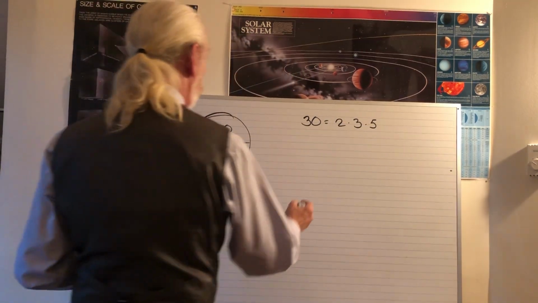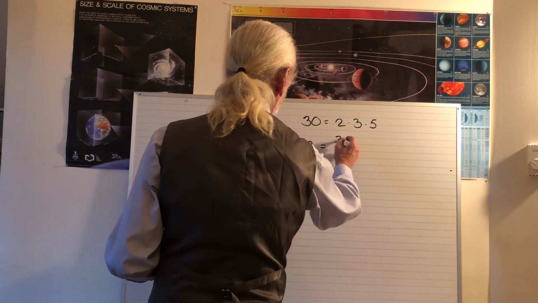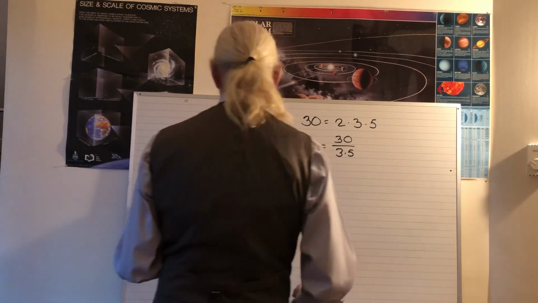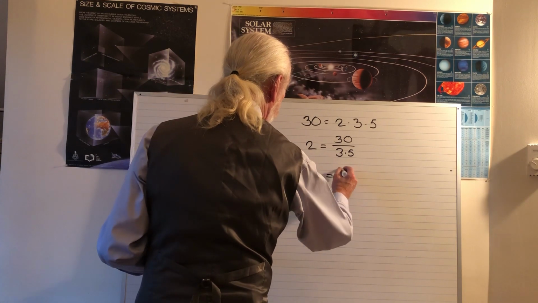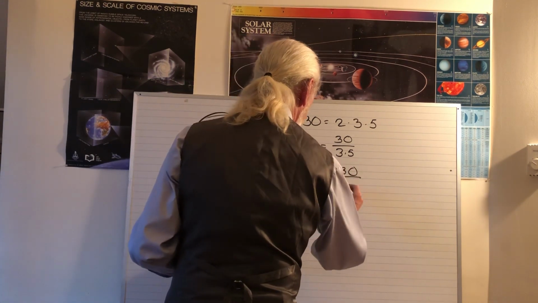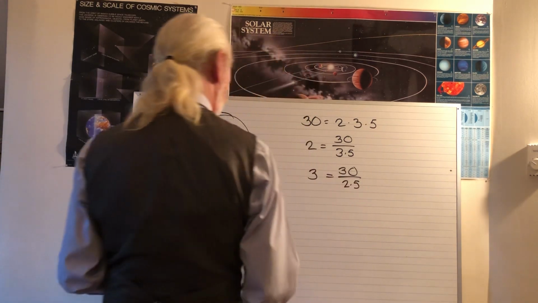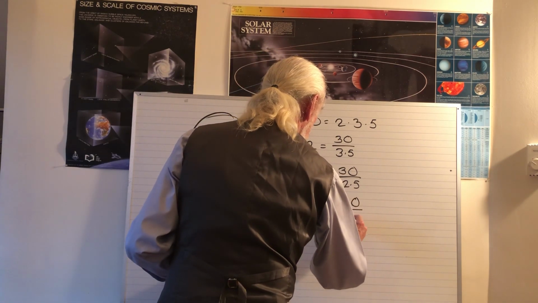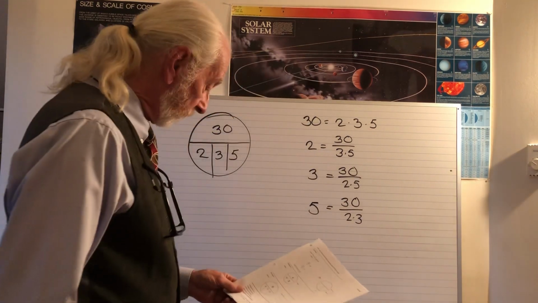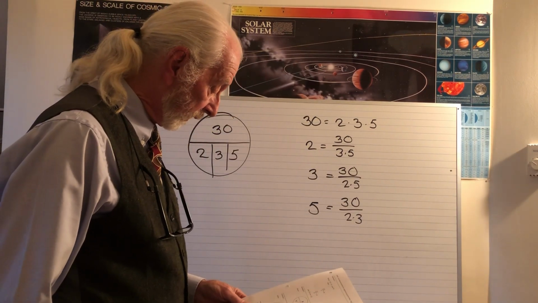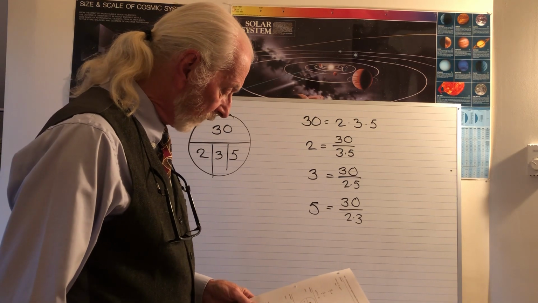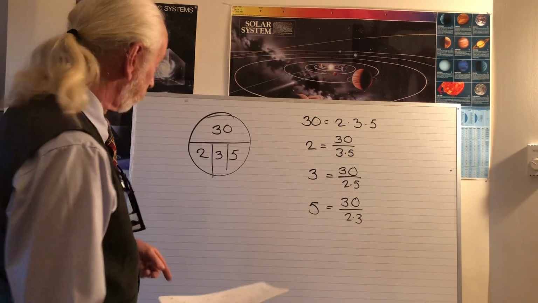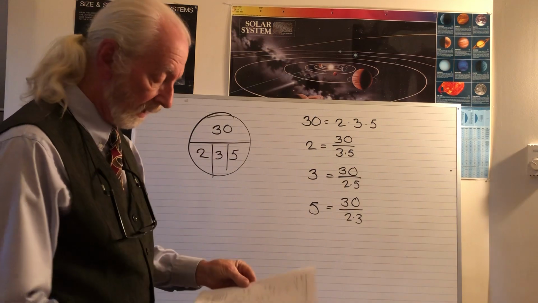Okay, so now 2 is going to equal 30 over 3 times 5, which it does. 3 is going to equal 30 over 2 times 5. And 5 will equal 30 over 2 times 3. Okay, so again, sorry about that. When I rewrote it, I don't know what I was thinking. I guess I got fat fingered on the keyboard. So make sure you cross out that 3 and the 5 and the 6 and replace them with 2 and the 3 and the 5. Okay, so moving on.